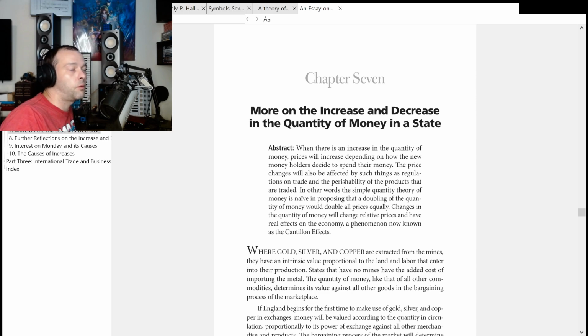I wanted to continue on with our esoteric Fed Kantian essay on economic theory reading we've been going through. And this is going to be chapter 7 of part 2: More on the increase and decrease in the quantity of money in a state. And you will notice how many people talk about the money that was introduced into the system during COVID.